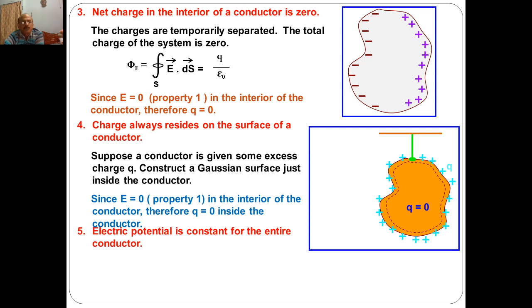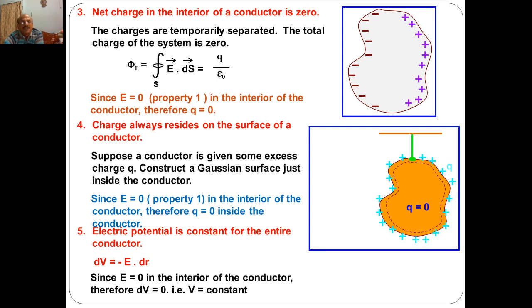The electric potential is constant for the entire conductor. Remember the relation between field and potential, that is E equals minus dV by dr. So E equals 0 inside, so dV equals 0, so V equals constant.